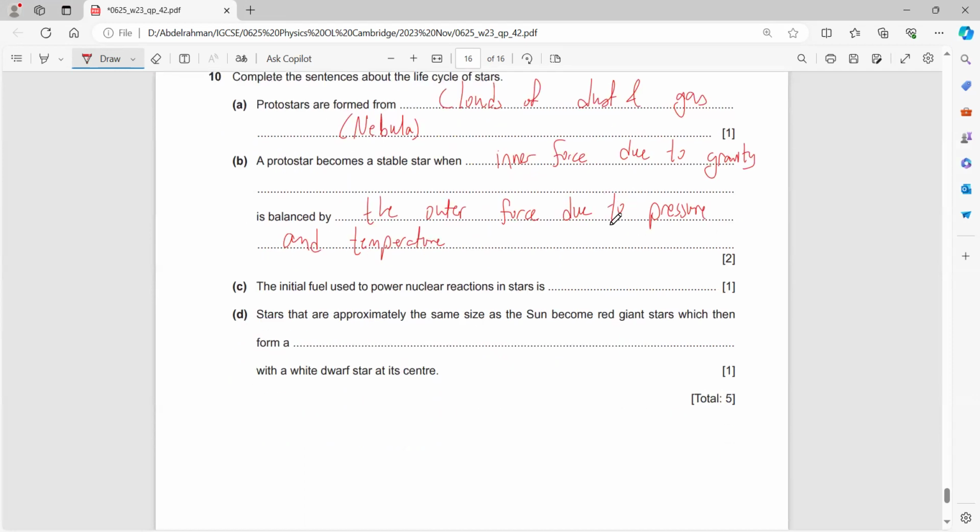The initial fuel used to power the nuclear reactions in stars is hydrogen. Yes. Stars that are approximately the same size as the sun become red giants, which then form a what, with a white dwarf at its center? A planetary nebula. Correct. Excellent.